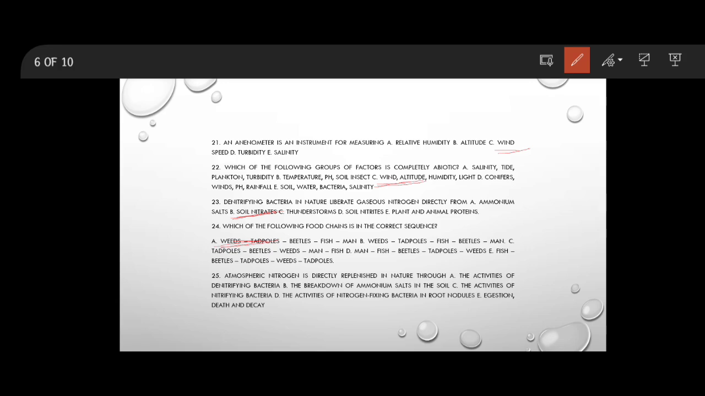The activities of nitrifying bacteria, that is also wrong because they convert nitrite to nitrate. So it is not replenishing atmospheric nitrogen. We are left with options A and B. The breakdown of ammonium salt in the soil is not related. The answer is the activities of denitrifying bacteria, which convert soil nitrate back to atmospheric nitrogen. Through that, we are replenishing the nitrogen in the atmosphere. Therefore, our answer will be option A.